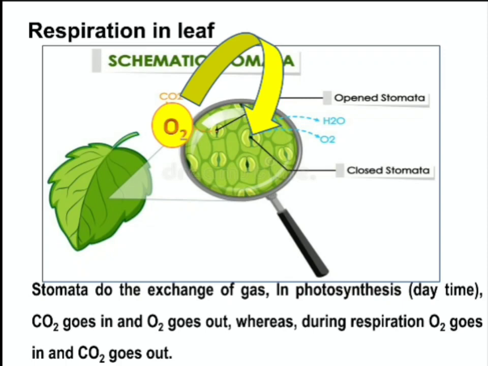In photosynthesis the plant takes in CO2, but when it does respiration it takes in oxygen. That is why this oxygen is going inside, because we are discussing respiration. So in the day or night, whatever the time, during respiration oxygen will go inside through the stomata for the breakdown of glucose. This is what happens in the leaf of the plant.